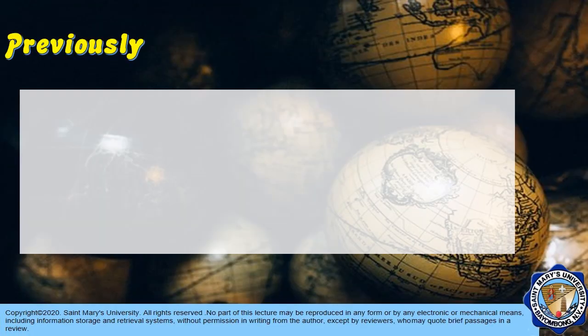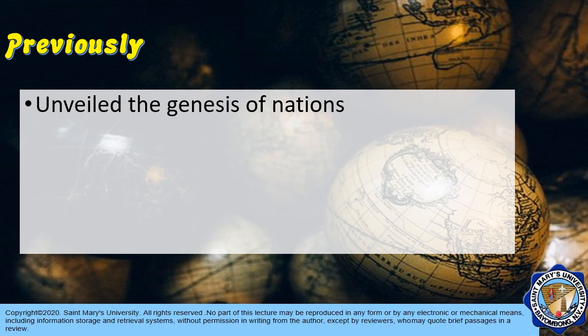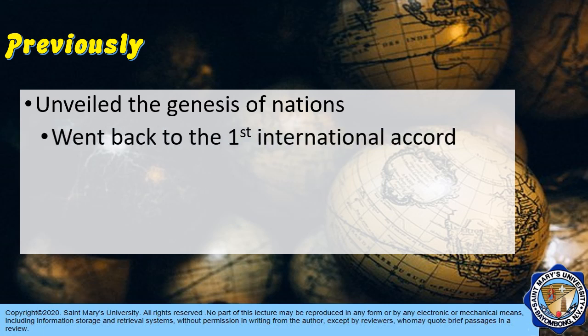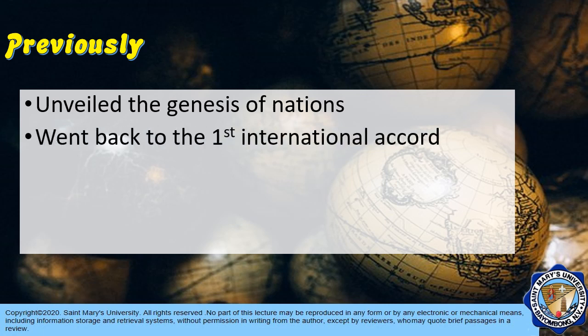In our previous discussion, we were able to discuss the genesis of the nations, wherein we identified 6 stages which some of the countries had followed, but it does not mean that all of the countries all over the world followed the same process. We were also able to identify the first international accord in history, particularly the Peace of Westphalia to end the 30 Years' War.